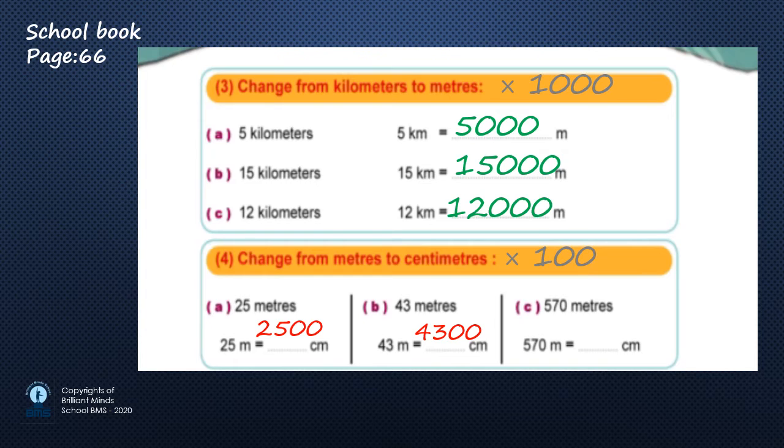Number C, 570. We multiply by 100. That means we drop 2 zeros. But we still have a 0 in the number. Don't forget the 0. You drop it also. Then 57 times 1 equals 57. Or you drop 2 zeros and say 570 times 1 equals 570. So the answer equals what? 57,000. Okay, my dears?